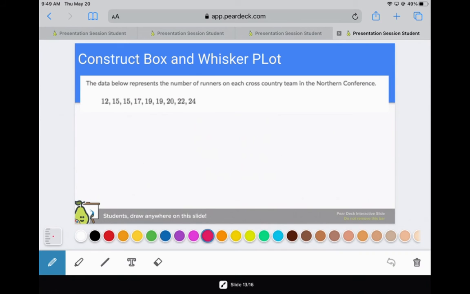All right, so in here it says construct box and whisker plot, which we've been doing, right? We just have to list this from least to greatest. So I need to know the minimum, Q1, Q2, Q3, and max. This one is already organized for you, so we don't have to organize them. So let's do step number 1.